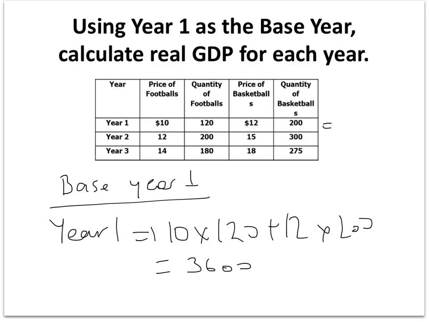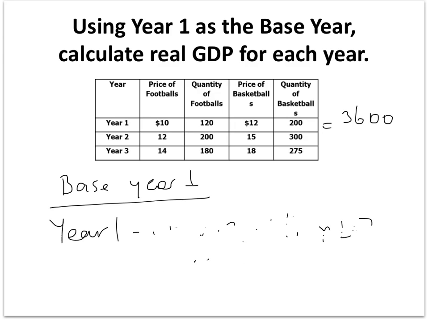So the real GDP in year 1 is 3,600. Why do we get the same result? Because the real GDP is using the same prices as the nominal GDP. That's why in the base year, you have the same results. Let's calculate the second year. For the second year, we expect it's not going to be the same because the quantities are changing and I'm using the constant prices, which are the year 1 prices.